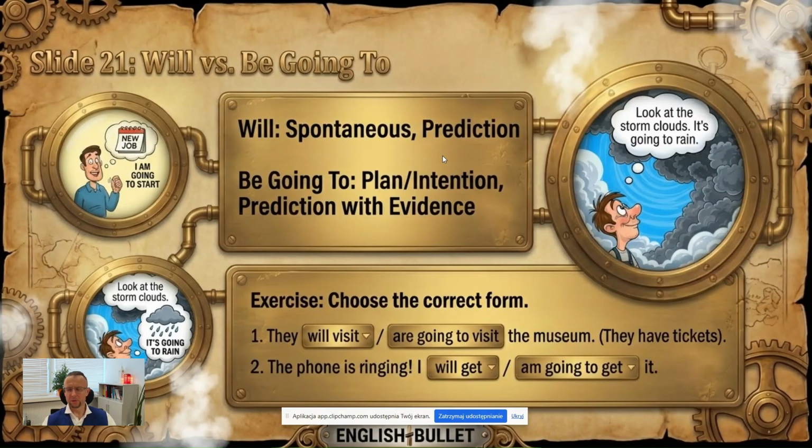With be going to, you have a prediction based on what you can see. Look at the storm clouds. You can see the clouds. It's going to rain. So it's a prediction based on the evidence. Remember, look at the storm clouds. It's going to rain. You can see the clouds, so you can say it's going to rain.